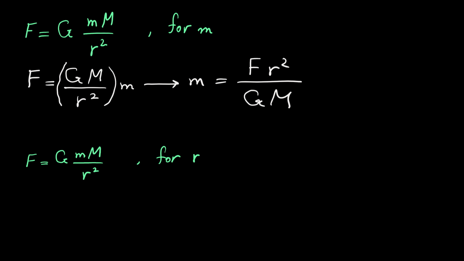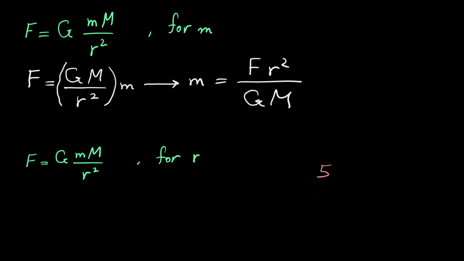Now look at this example. F is given as G M M over R to the 2, again the same formula, and we want to solve it for R or radius. The problem that we have here is that the radius, or R, that we are looking for is in the denominator. Consider this example. Suppose you want to solve this equation: 4 equals 5 over x. What do you do here? Simply you multiply 4 by x and then you solve it for x.